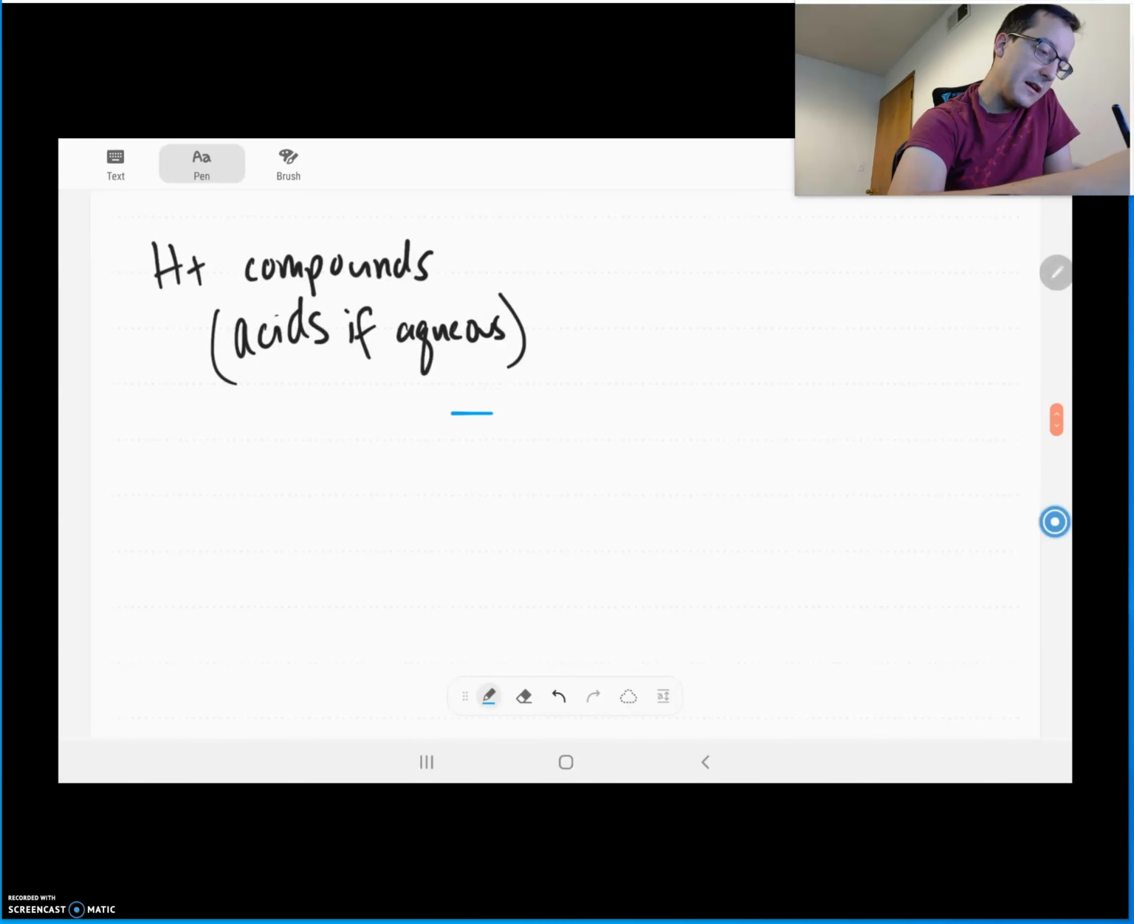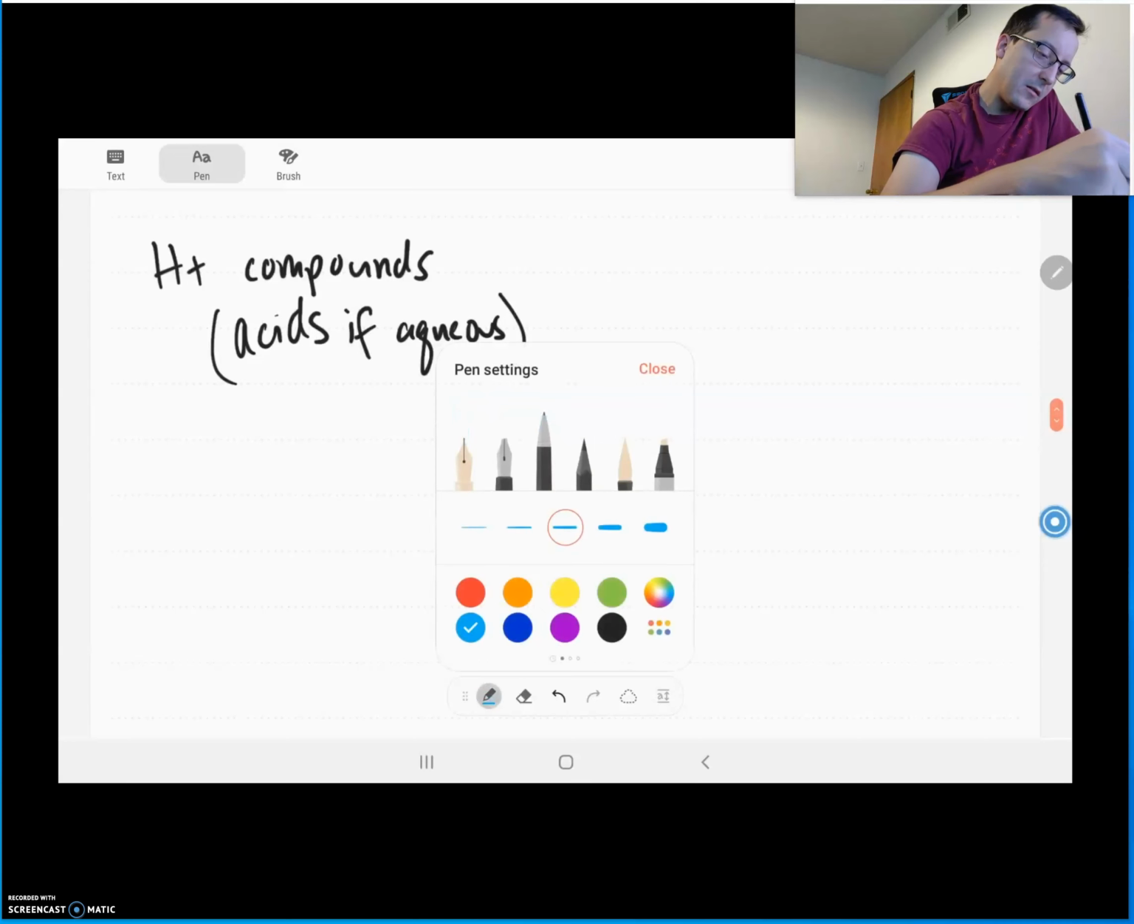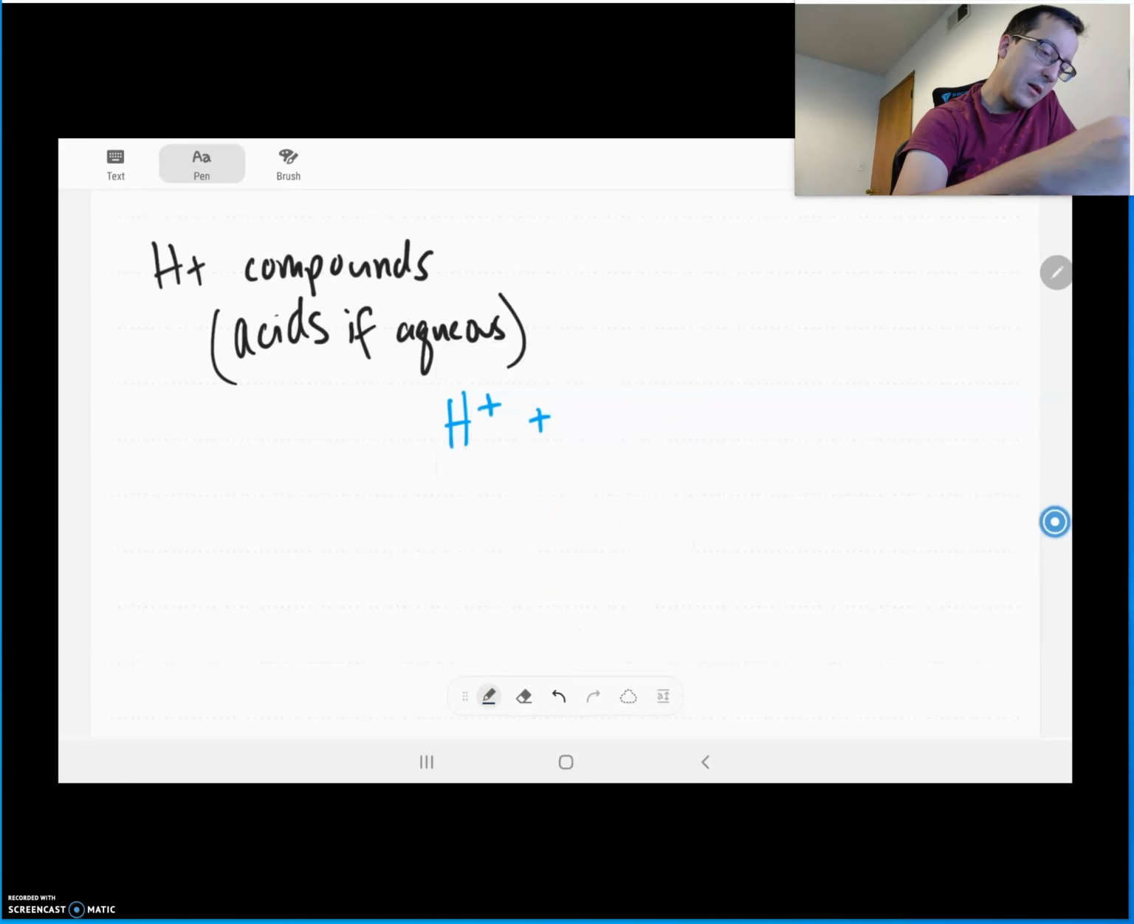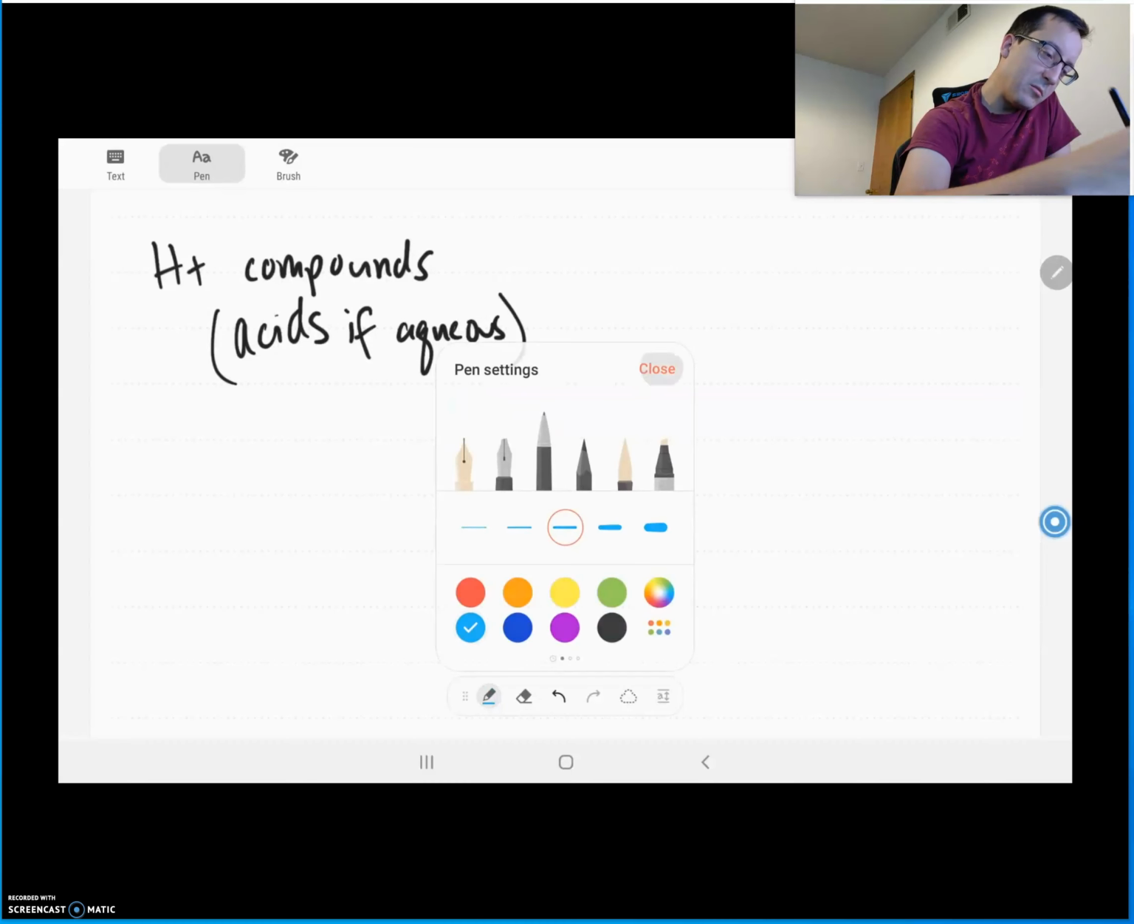We saw that we could have, for example, H plus something. You know what? Let me move these over to the side a little bit, just because we have a little bit more room.